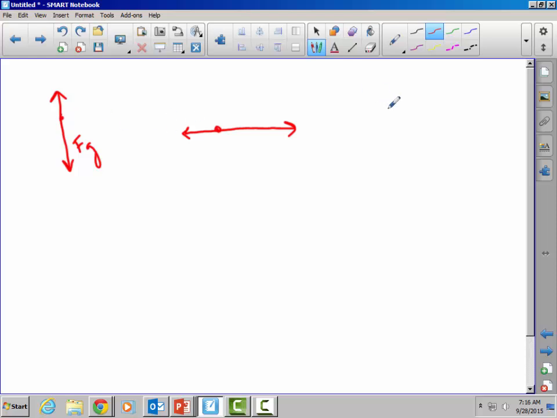So in both instances, drag force is a form of friction. But unlike friction, the drag force will change depending on the object's velocity. So the faster you're going, the more drag force you have, whether you're traveling downward or across.